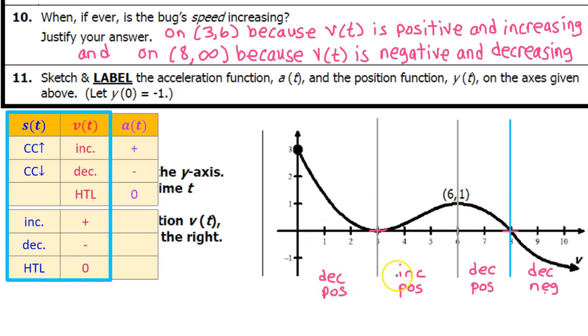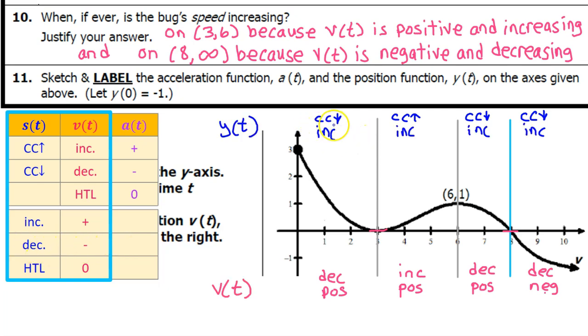Now let's translate this information about velocity into corresponding information about the position function. For example, wherever the velocity is decreasing, the position will be concave down, and wherever the velocity is increasing, position will be concave up. In addition, wherever velocity is positive, the position will be increasing, and wherever velocity is negative, the position will be decreasing.